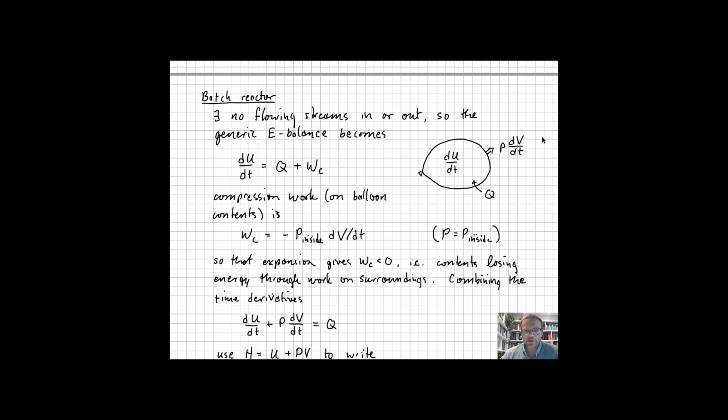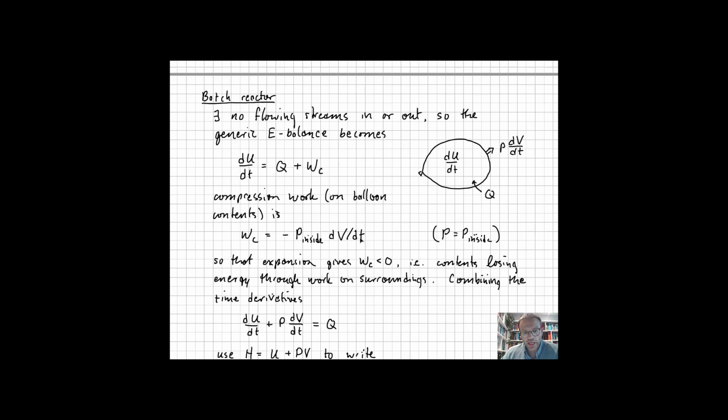Now the little diagram here, you can think of this as happening inside a balloon. So you've got some internal energy of the gas inside the balloon or a liquid. And there's maybe heat coming through the walls of the balloon to heat the reactants. And then there's an internal pressure times dV/dt. So I want to emphasize that this is the internal pressure, right? So in some cases like this one, the internal pressure and the outside pressure will be different. Okay, so the compression work involved here, we have Wc is minus P inside dV/dt.